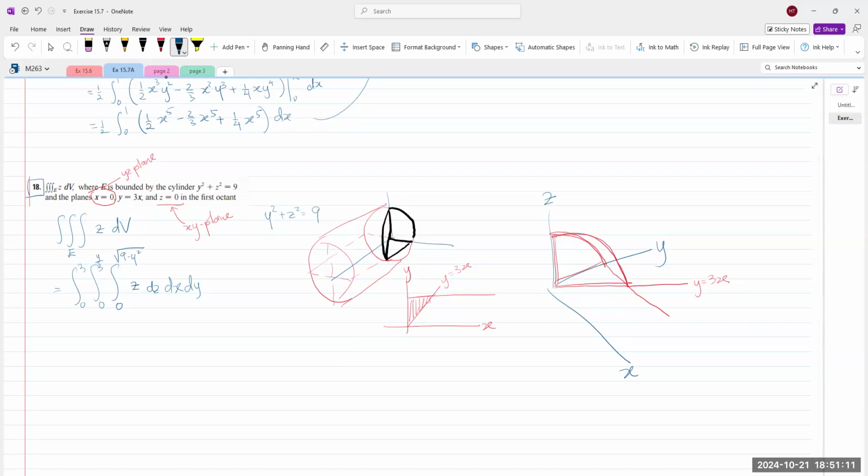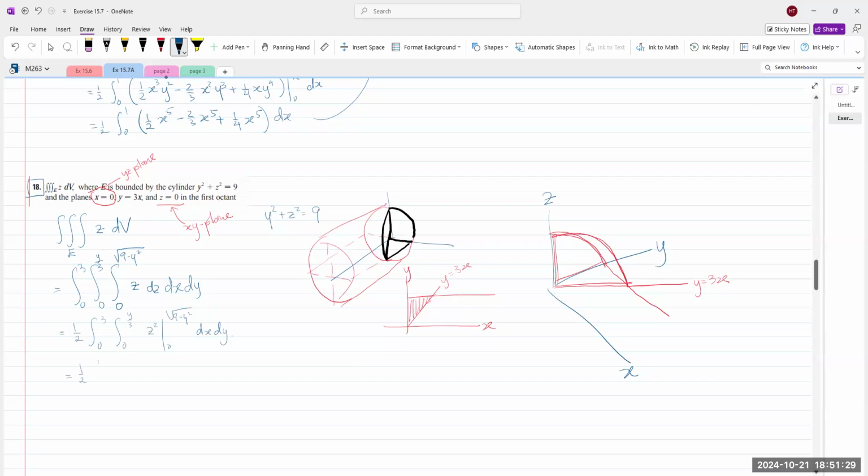You can just integrate from here. Let's do it. So this is 1/2. I will do it another way after this. So this is 0 to 3, integral from 0 to y over 3, z squared from 0 to square root of 9 minus y squared dx dy.